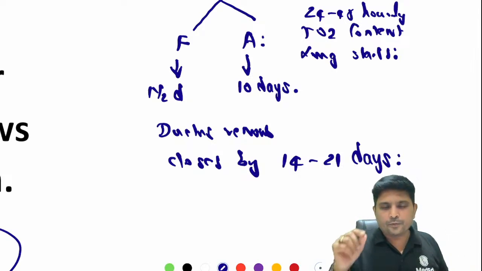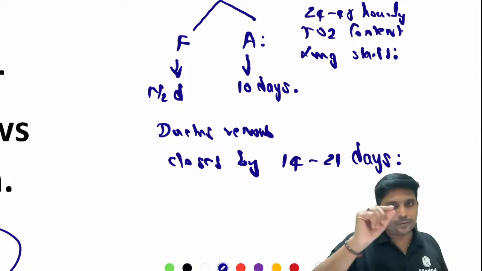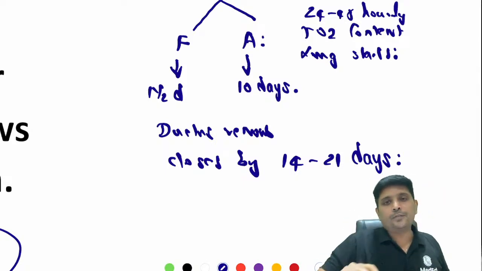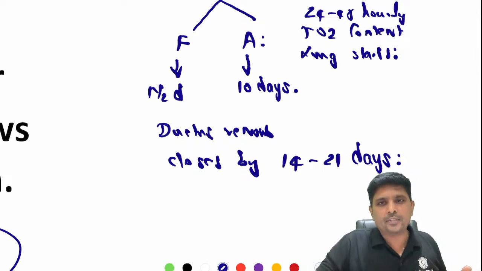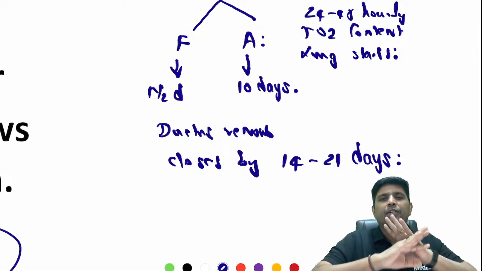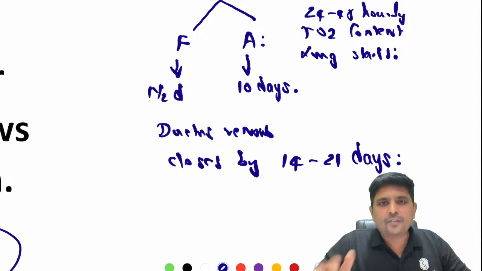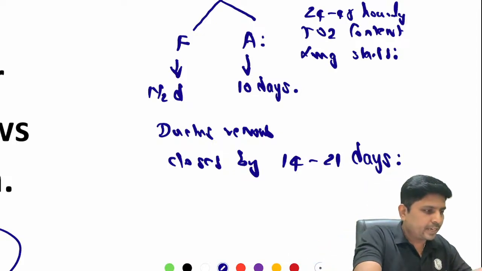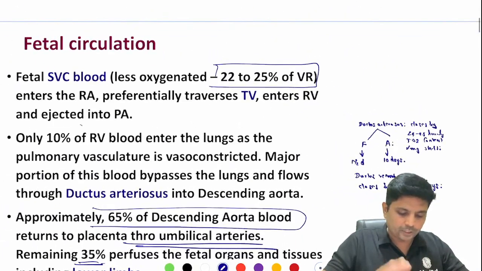Ductus arteriosus functional closure takes place by the first day, about 1.5 days, whereas anatomical closure takes place by 10 days, whereas ductus venosus takes anatomical closure in about 14 to 21 days. That's all. Fetal circulation is over and the time taken is just 1 minute and 20 seconds. Right? Okay, clear? Clear, my dear friends? So this is about fetal circulation.